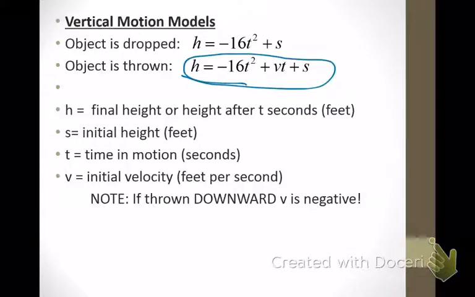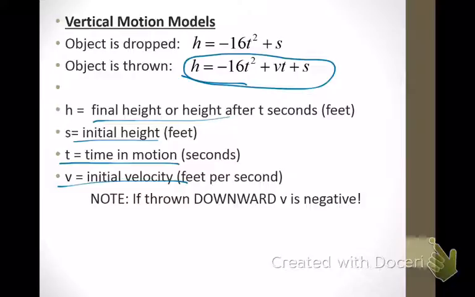And out of all of that alphabet soup, the H stands for the height at any given time, whether it's the final height or some height after so many seconds. S is the initial height. Sometimes it'll be 0, sometimes you're going to start from the ground, and sometimes you'll have an initial height. T is time in motion, how long it's been moving. And V is the initial velocity in feet per second.